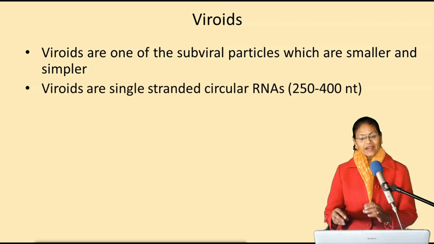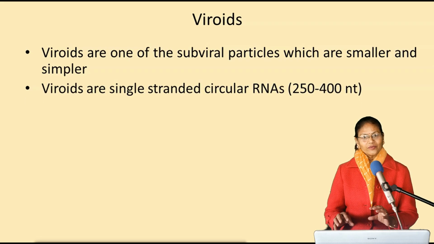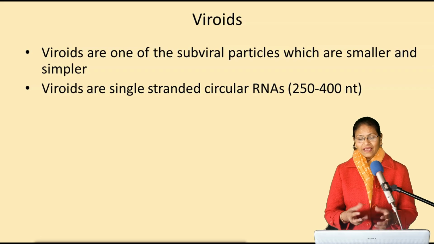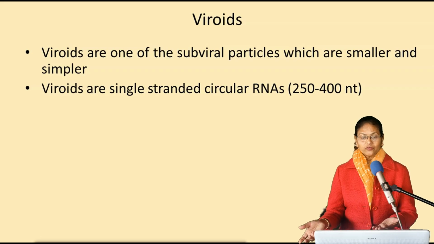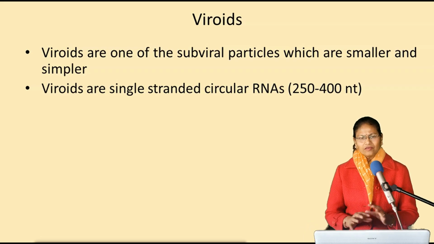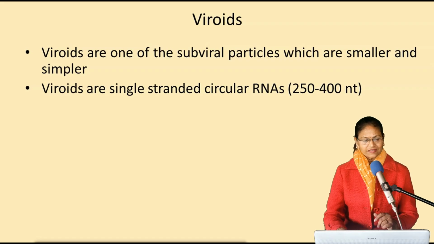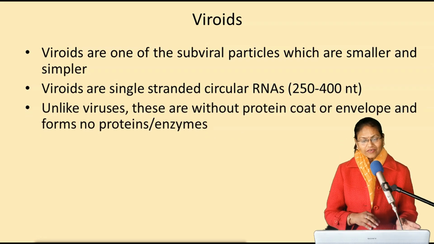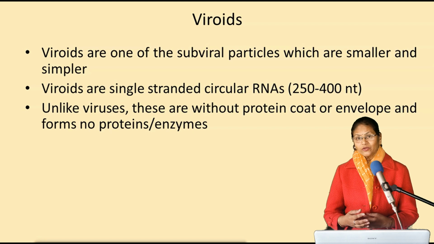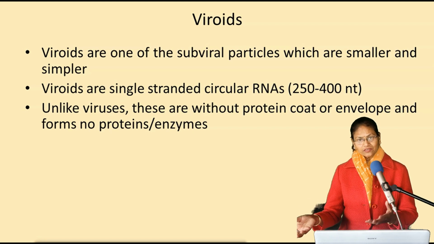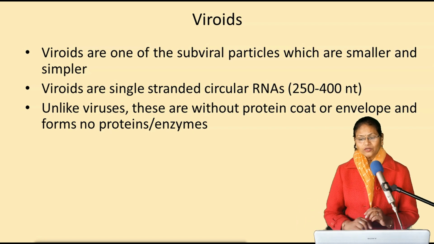So viroid is one of the subviral particles, very small, very simple. These are single-stranded circular RNAs. Only RNA is there. And this is circular and very small. How small? 250 to 400 nucleotides long. And unlike viruses, they don't have any protein coat. If they don't have a protein coat, there is no question of an envelope. So no protein coat, no envelope, no formation of protein or enzyme. Very simple, just RNA particles.